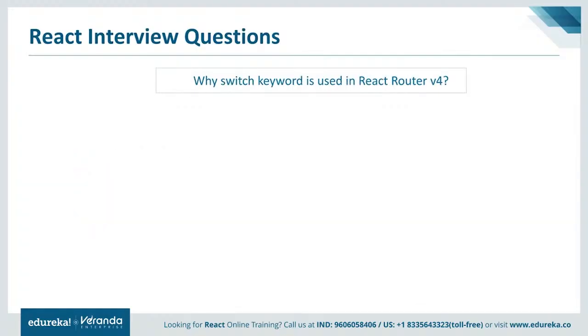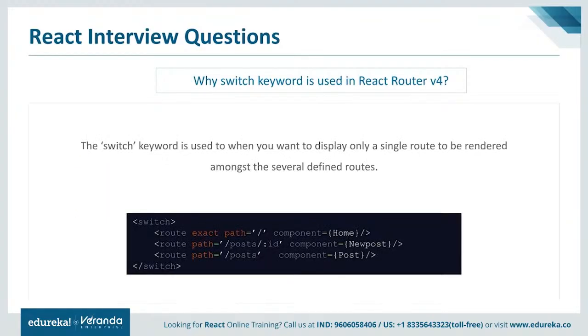Why is the switch keyword used in React Router version 4? The switch keyword is used when you want to display only a single route to be rendered among several defined routes. So as you can see here, if I want to have multiple defined routes, but I want to display only a single route, then I use the switch statement.